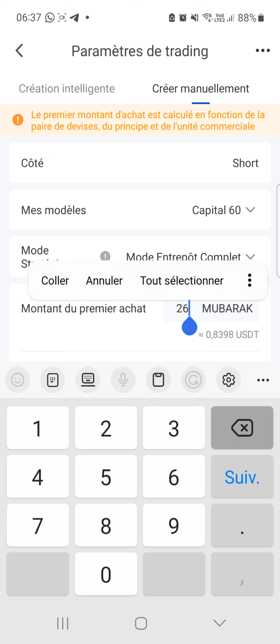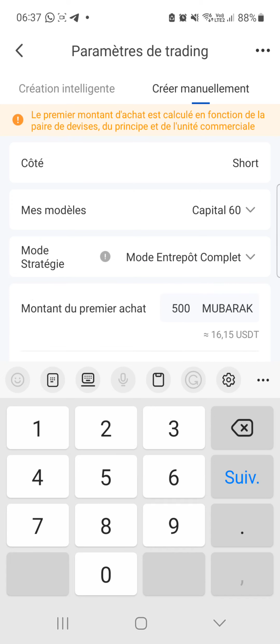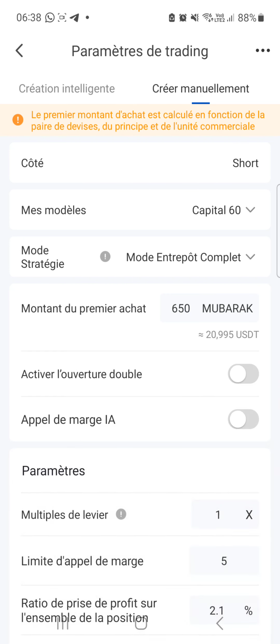Let me try with 500 pieces. 500 pieces is giving me $16. You see down here. So now let me try 800 pieces. Let's say 800 is giving me 25, and I need 20. So let me reduce it to 700. Yeah, 700 is giving me 22, so I will put 650. Great. So 650 pieces is giving me $20.99. You see, $20.99.